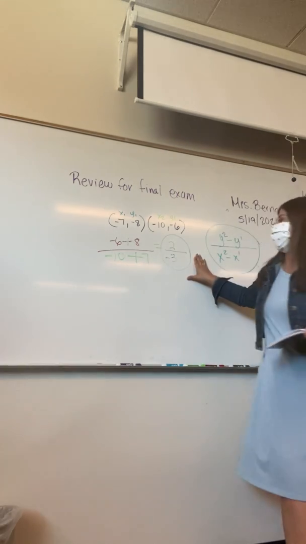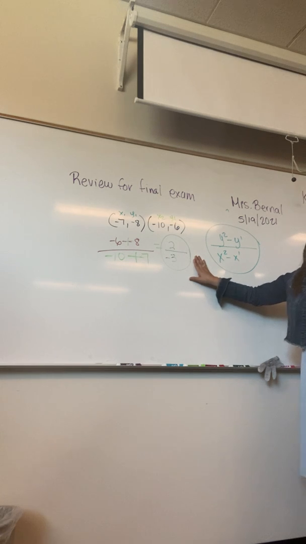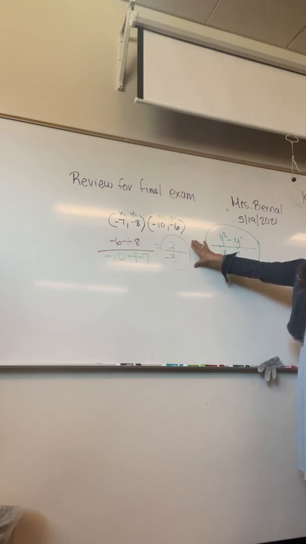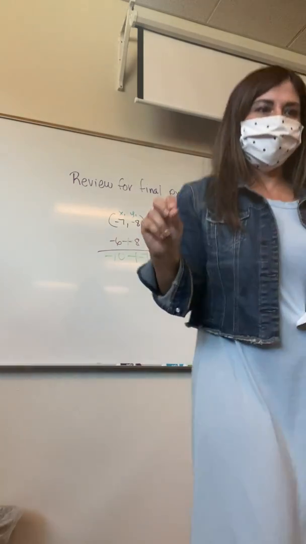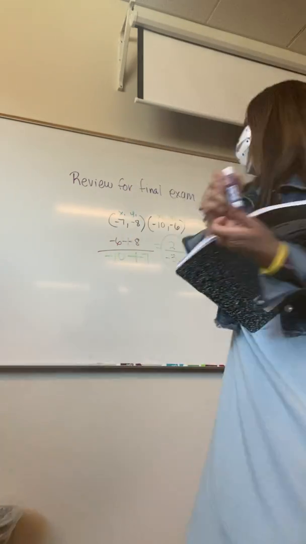Okay, so can we simplify 2 over -3? I don't think we can simplify it, okay? So it's going to stay like this, so this is going to be our answer. Okay, and this is for number 4.